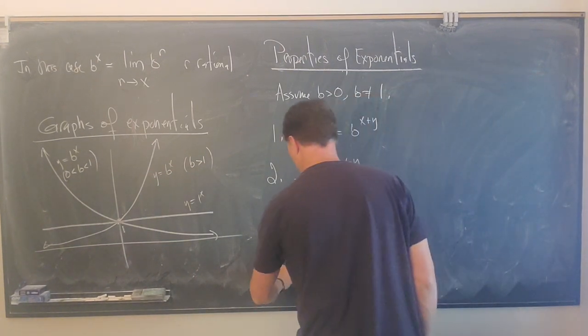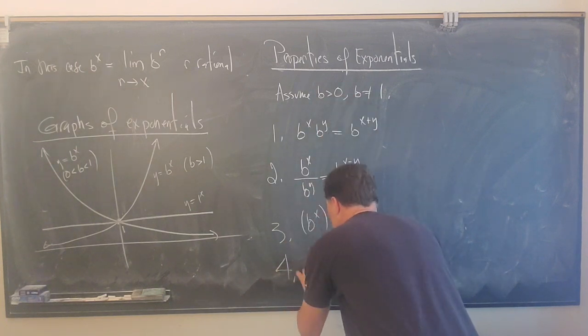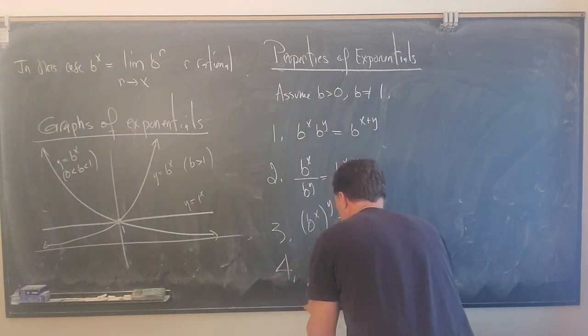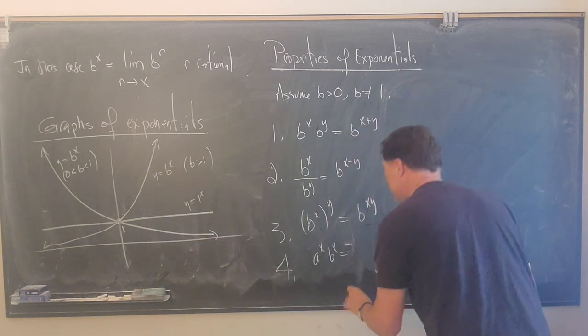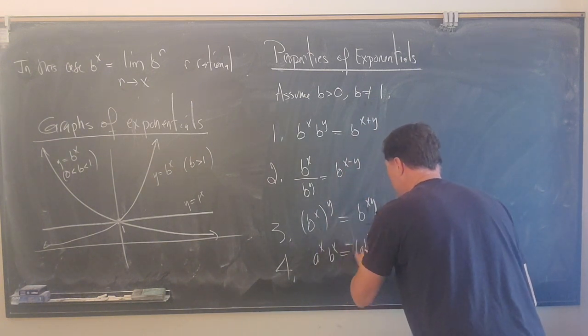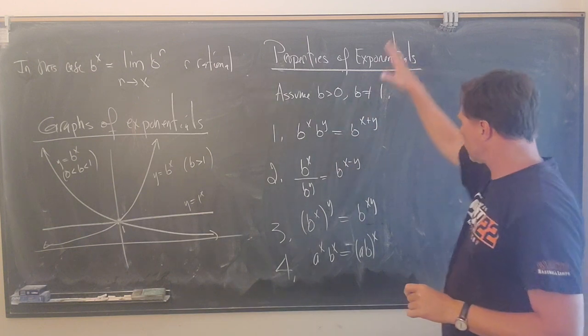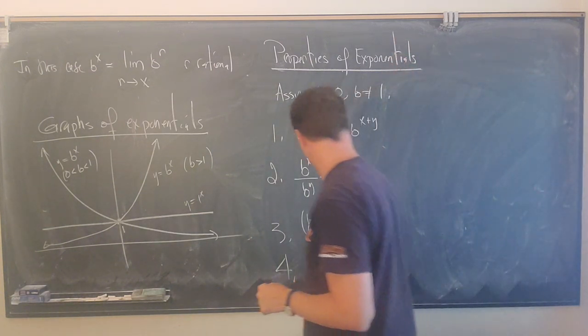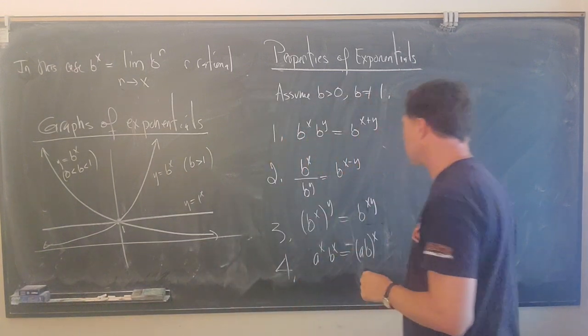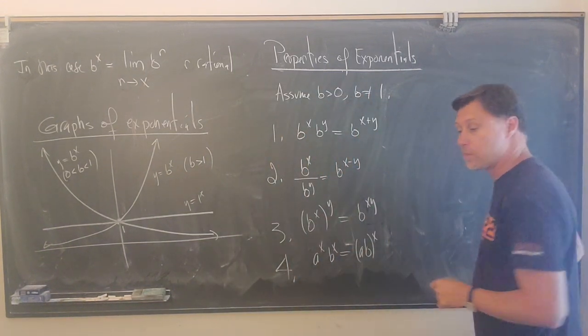And then the last of the properties, if we have different bases, so let's say a to the x times b to the x, right, you can multiply the bases. This is equal to ab raised to the x. Right? So here's some properties. I believe these are all review for you, but it's just worth having these down. Right? We're going to use these quite a bit.